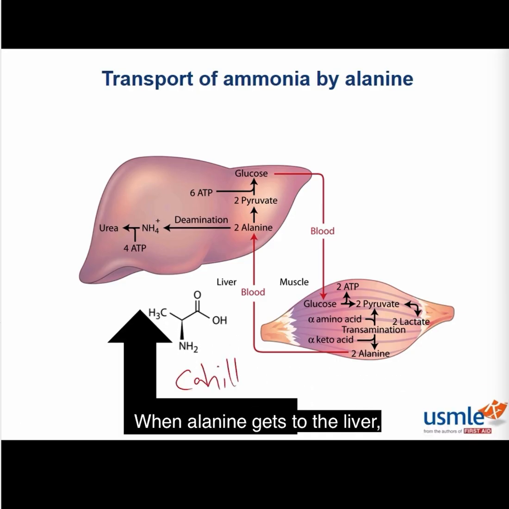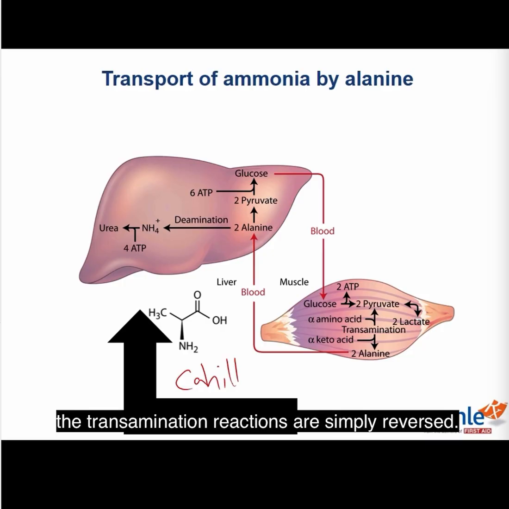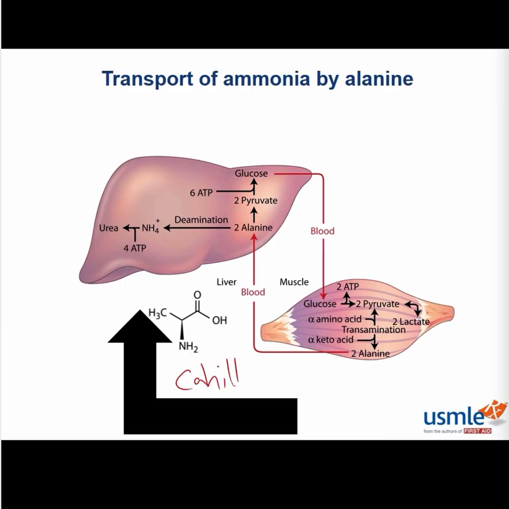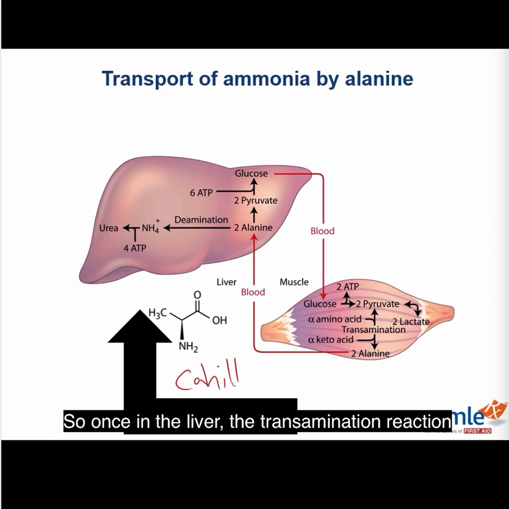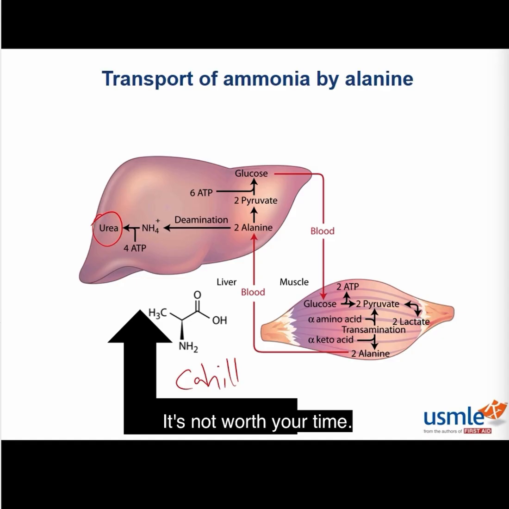When alanine gets to the liver, the transamination reactions are simply reversed. So once in the liver, the transamination reaction is reversed and the amine group is transferred from alpha-ketoglutarate to form glutamate, not shown here. The minutiae here can get really confusing, so do not get bogged down in the details. It's not worth your time.